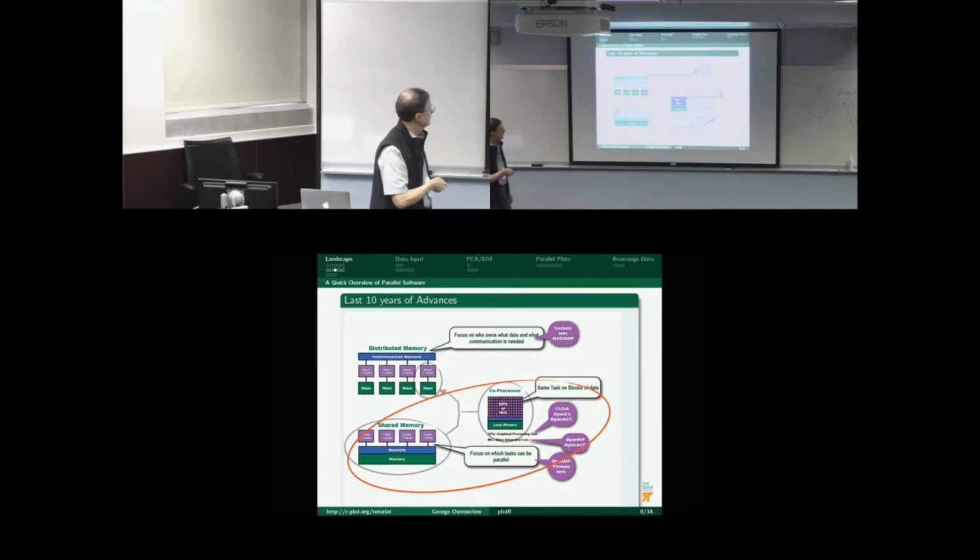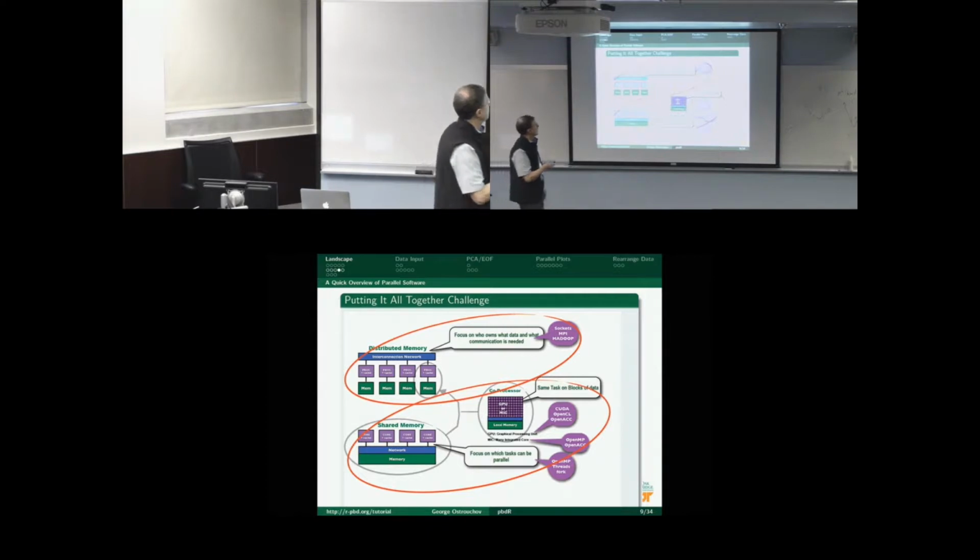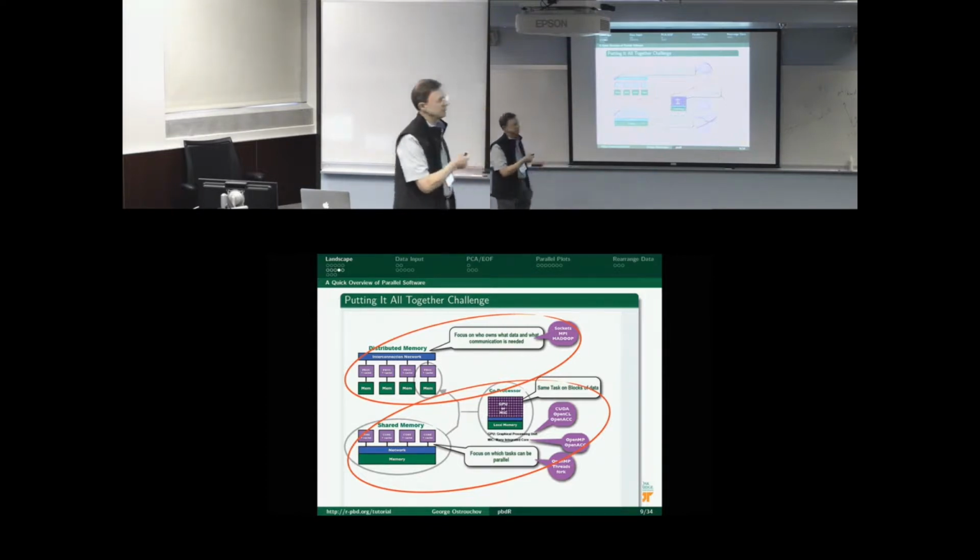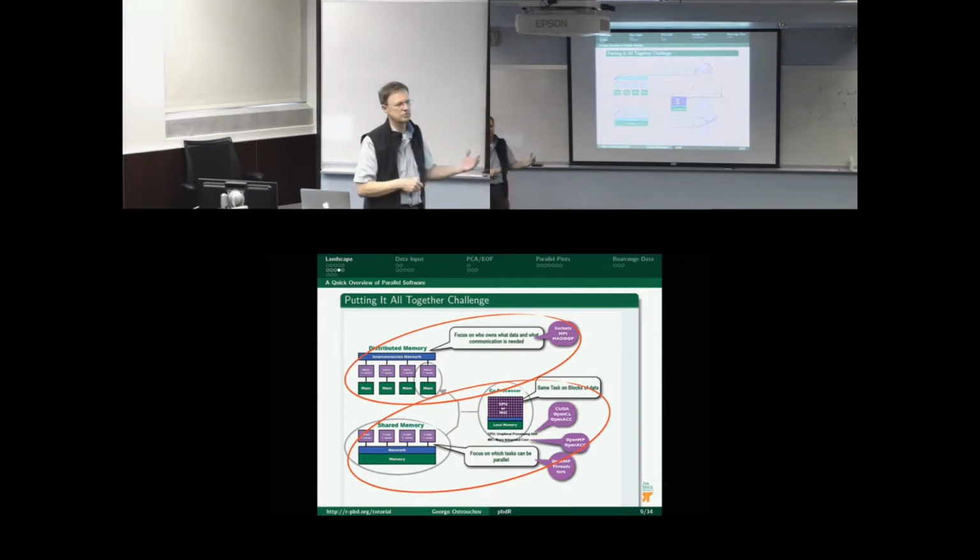And when you look at what people are doing in supercomputing, they're trying to put both of these together. So on a supercomputer, you will have all three of these levels of parallelism, and you're trying to use all of them effectively.